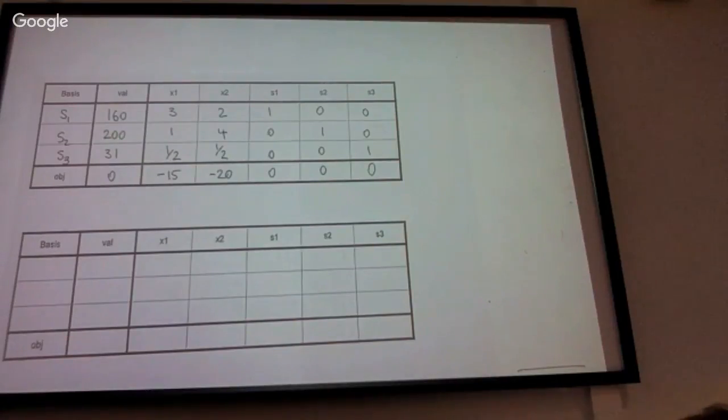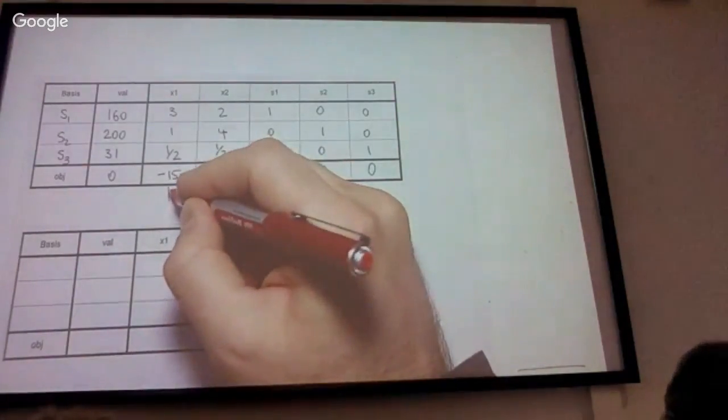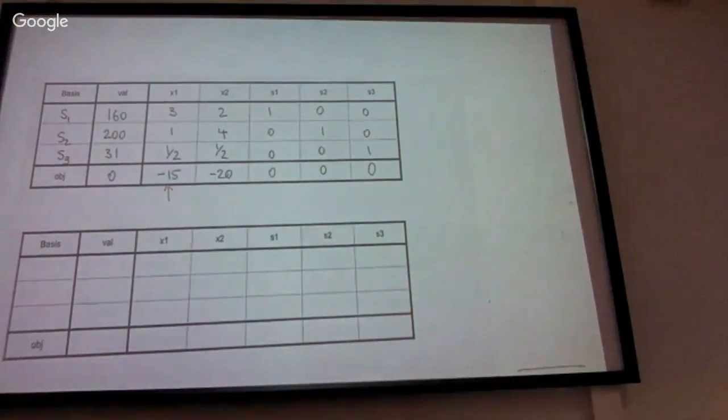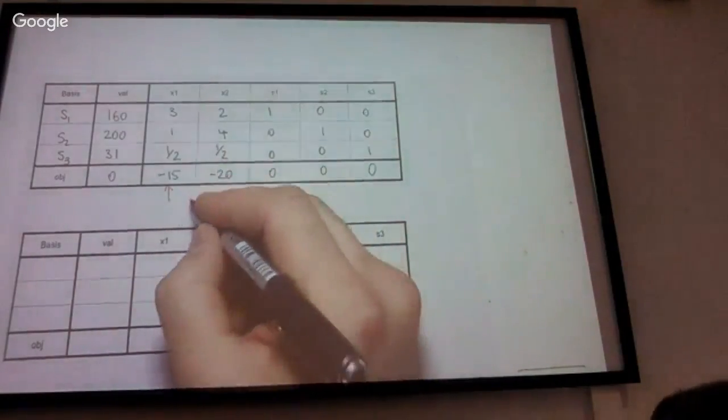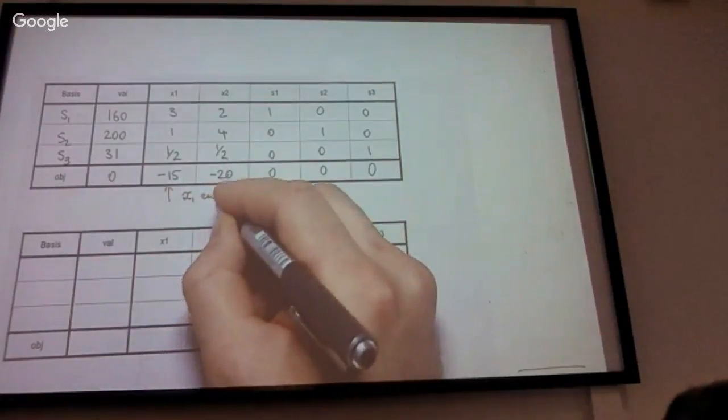Because there are negative entries in the Z row. If there are no negative entries in the Z row, the tableau is optimal. So we've got two negative ones. Unfortunately, you picked the minus 15. You can see in the book that if you pick the minus 20, it's faster. But you've said minus 15, so I'll do the minus 15. So this negative number in the Z row tells us which variable, one of them, enters the basis.